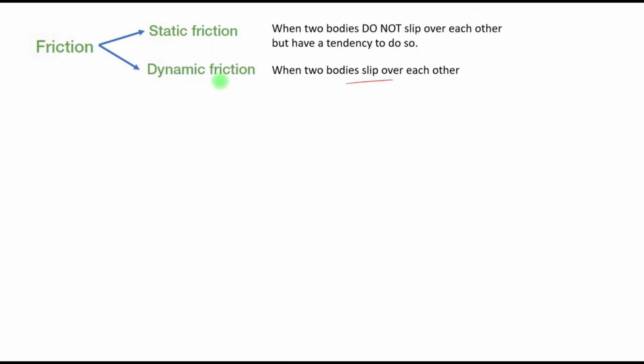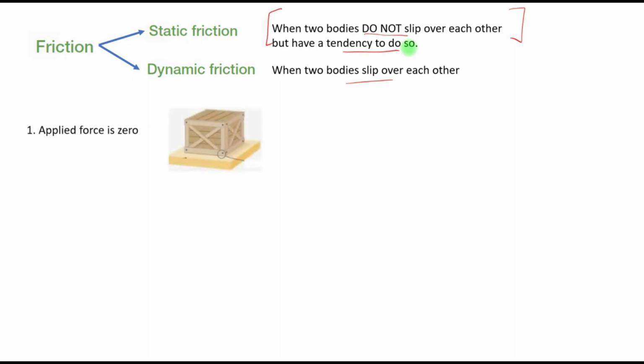Now let's try to understand this by again taking examples. What do we mean by this? They are not slipping, but they have a tendency to do so. Okay, so let's consider case by case. This is a block kept on the ground. Let's say the applied force is 0, so there is no applied force, consequently there will be no friction. There is no need of friction. Right, so this is the first example, the most obvious.